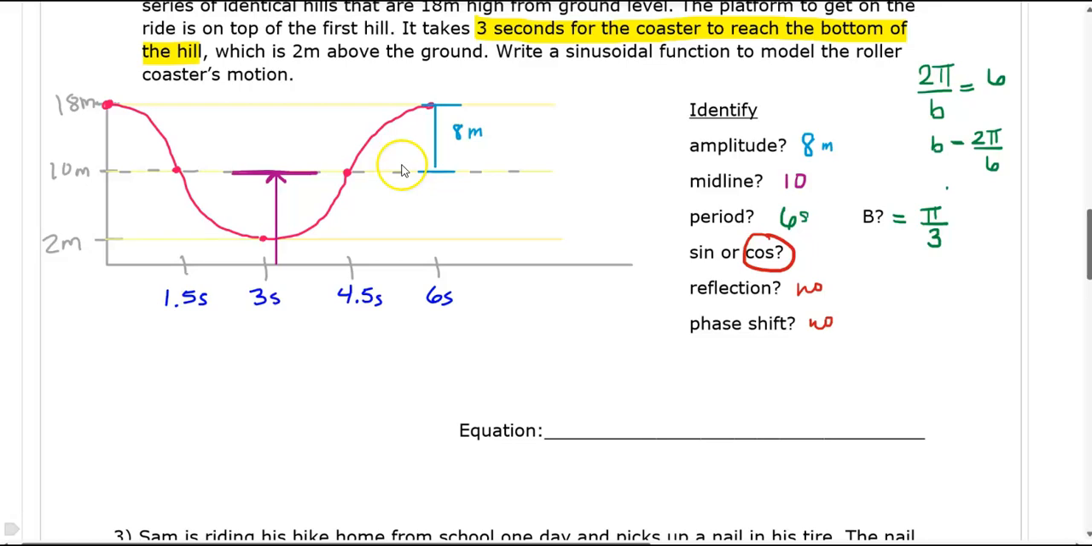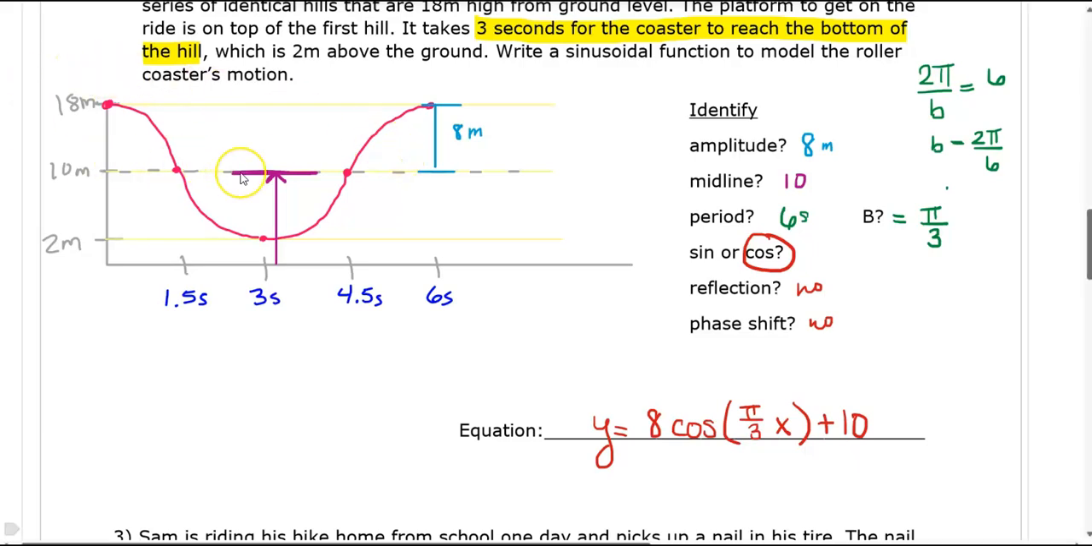So we have y equals, and then it's going to be a, so 8. It's not a negative 8 because there's no reflection. And then we decided that's cosine. B, so b is pi over 3, times x. There's no phase shift, so it's just pi over 3x. And then plus k, which is my midline, so plus 10.